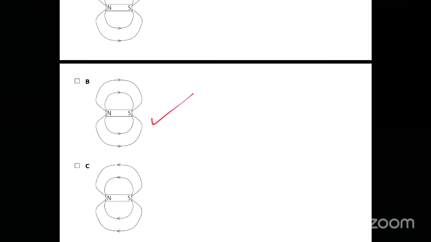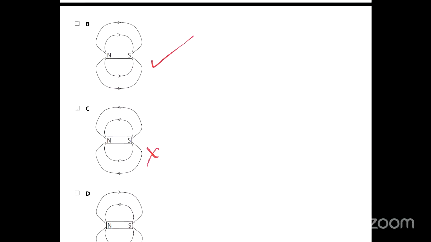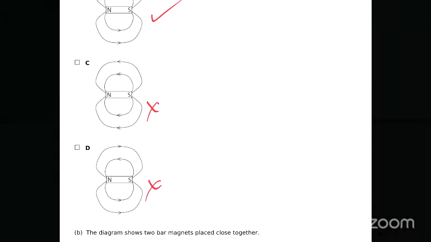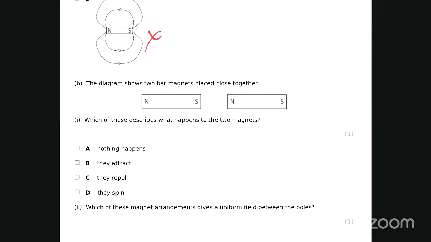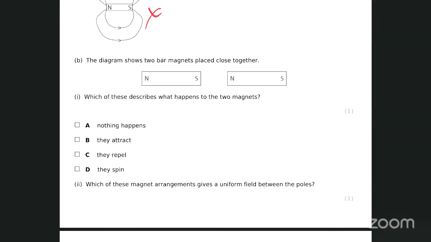And here, question number 24, they are asking you to judge which diagram gives the correct magnetic field. So here you can see these two are wrong, this is okay, this is wrong, and this is also wrong, right? Simple questions.